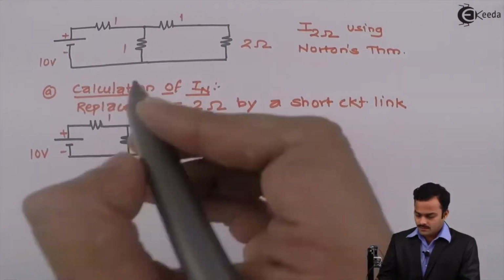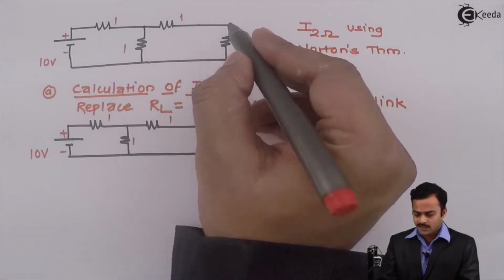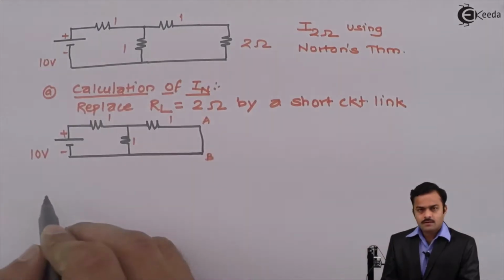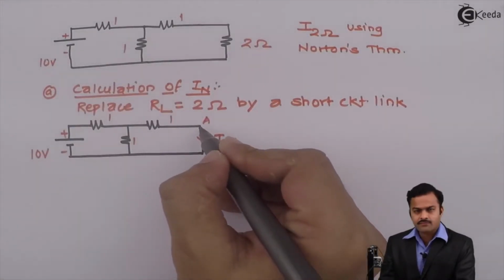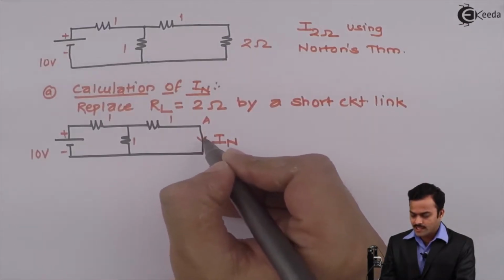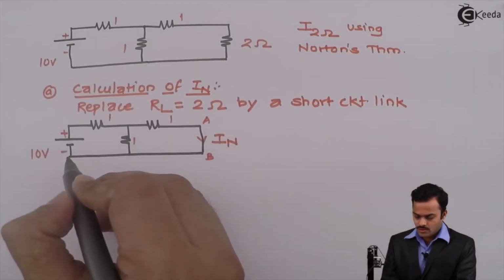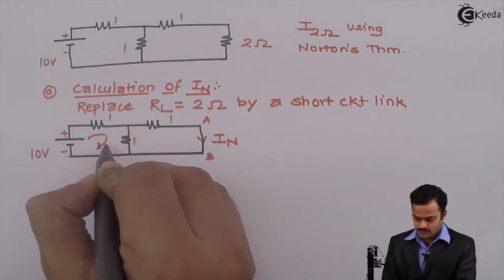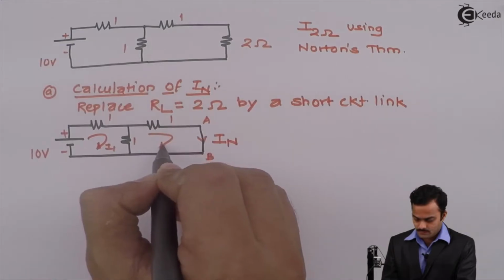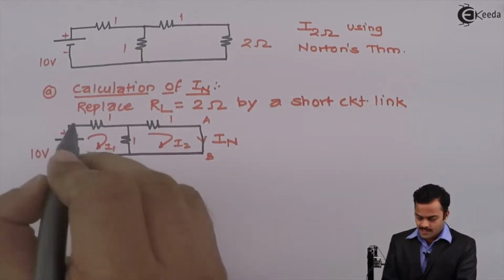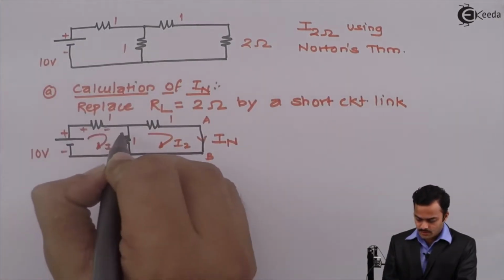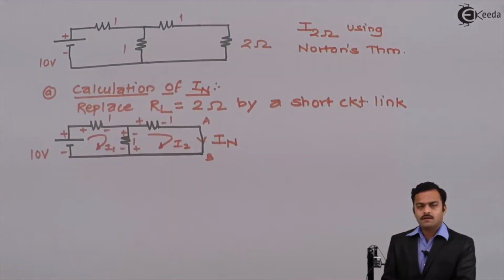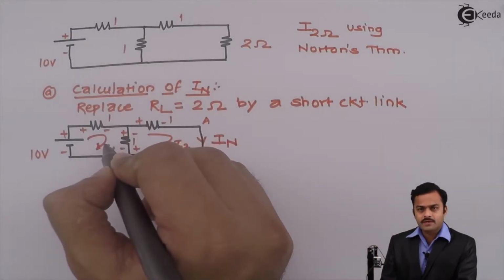So wherever the load resistance was connected, I will name those terminals A and B. We are supposed to find out the current flowing through this link, which we denote as IN. So I will use mesh analysis, two loop currents, I1, I2. As per the current direction, let's mark all the voltage polarities and let's apply KVL to loop number 1.